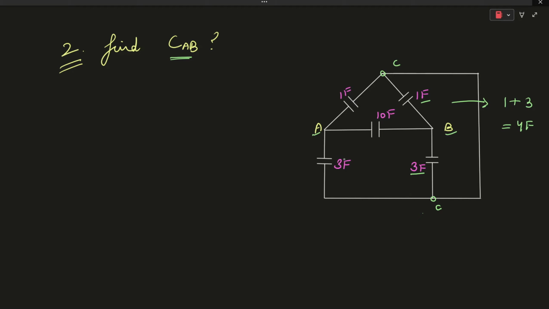Similarly, this 3 farad capacitor and 1 farad capacitor are also connected between the same node, so they are also connected in parallel. It means that their equivalent capacitance will be equal to 3 plus 1, which is equal to 4 farads. So this will be the simplified version of this particular electrical network.